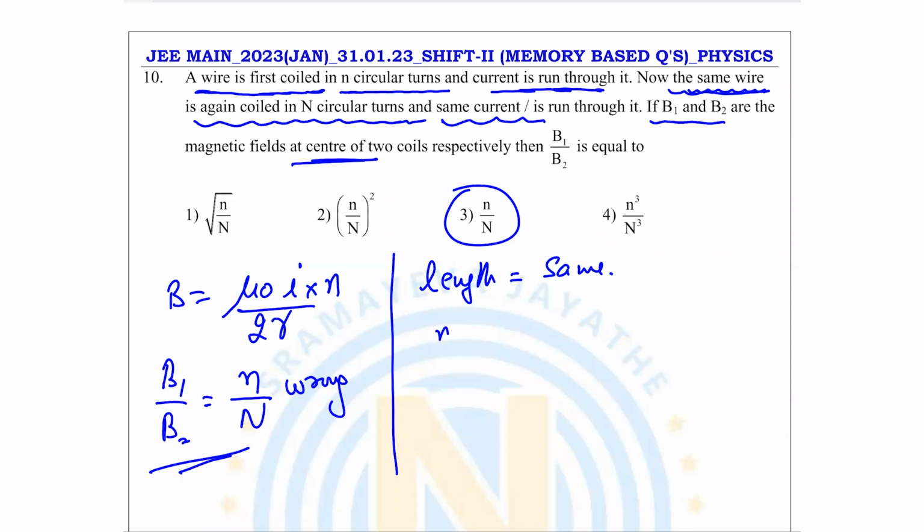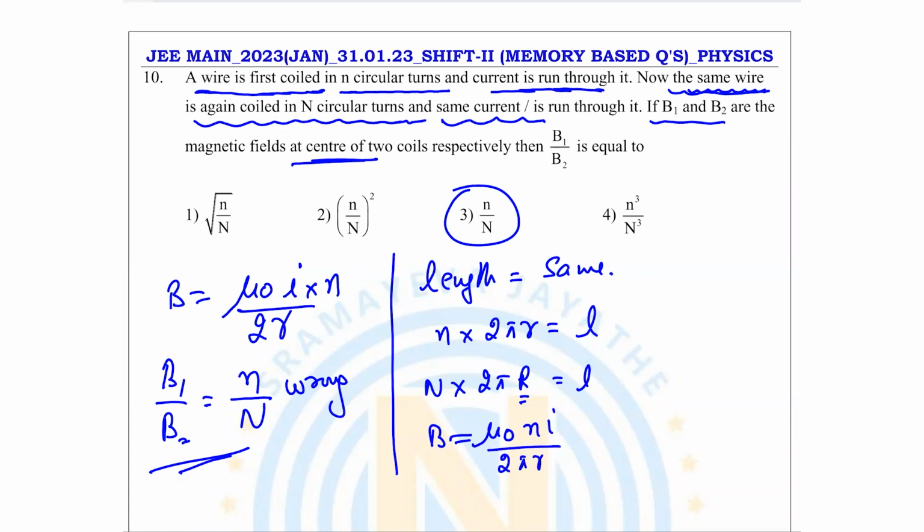Suppose I have n turns of radius r, then the total length of the wire is n into 2 pi r. In the second case, I have capital N number of turns and let us say the radius is capital R. So the length is same.